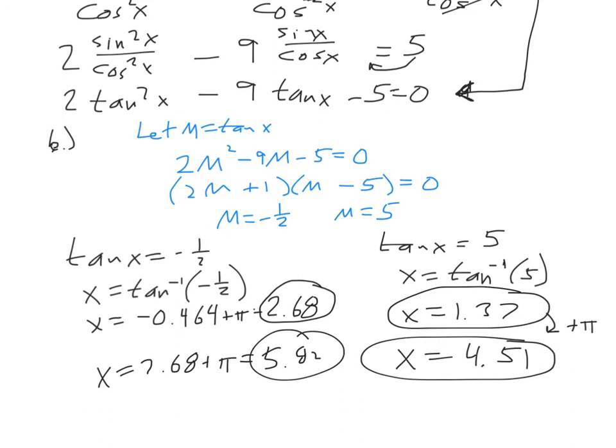So these are the solutions to the tangent equation, but because that tangent equation is the same thing as that weird sine cosine equation, these are the solutions that we have for that original equation. So I hope that all made sense.